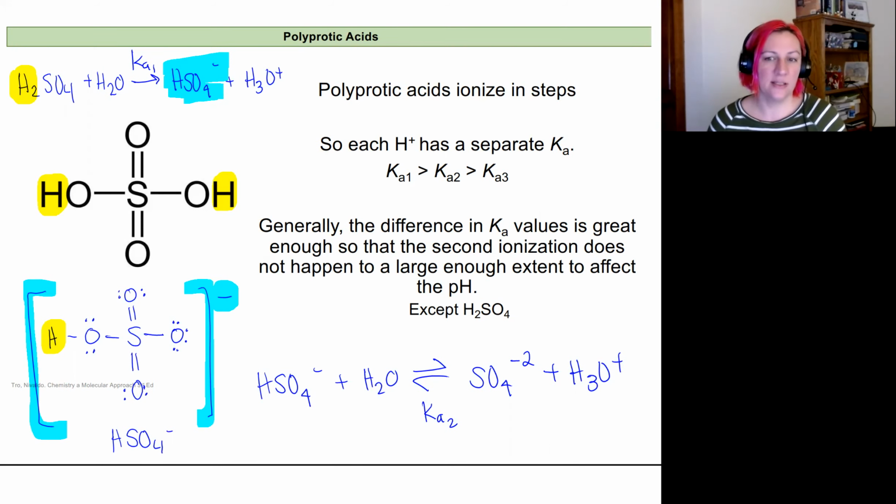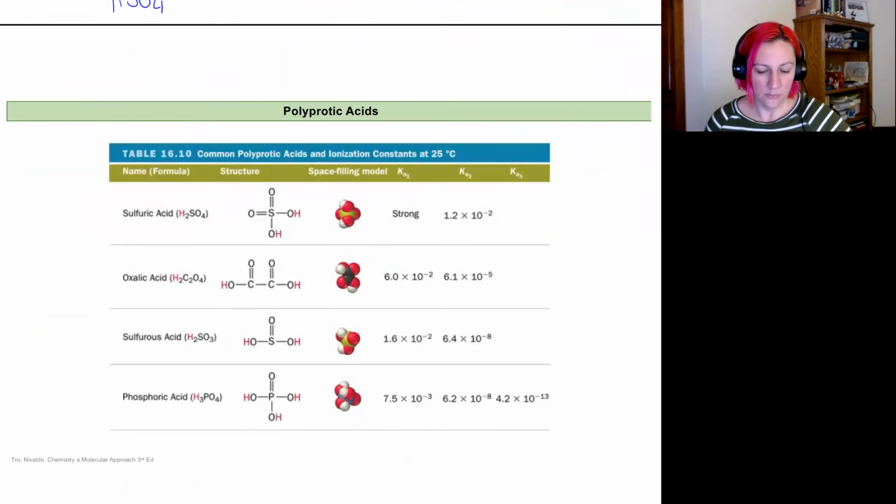An exception to this is sulfuric acid. So this is a strong acid. Its first equilibrium constant is so large that we just assume all of our sulfuric acid becomes HSO4 minus. And then that second Ka is actually pretty big too, in the relative world of Ka values. And so it'll have an impact on the overall concentration. And we'll go ahead and show that through an example problem now.